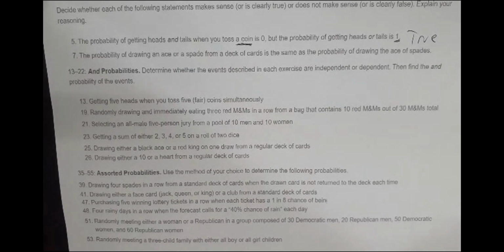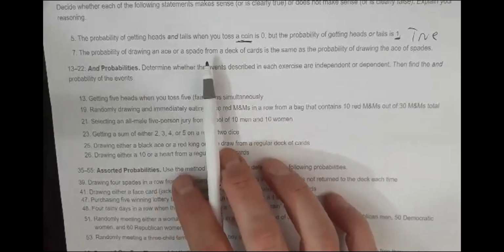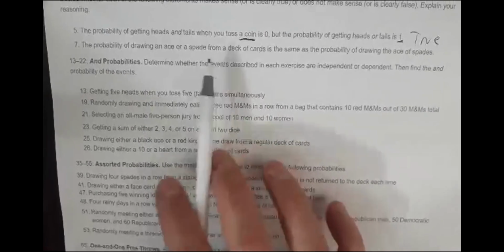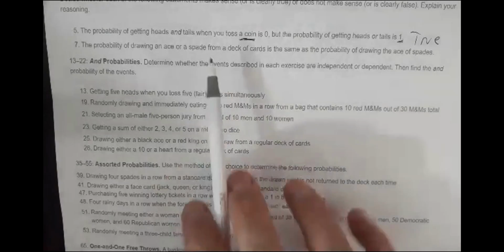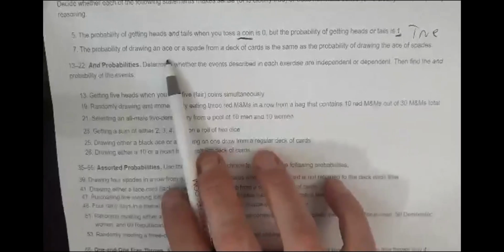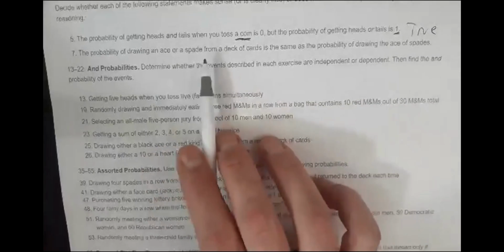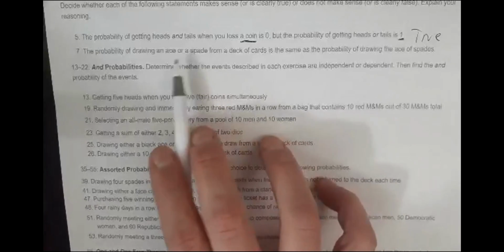Okay, so the probability of drawing an ace or a spade from a deck of cards is the same as the probability of drawing the ace of spades. Is that true? That is definitely false. If we think about an ace or a spade, how many cards am I thinking about? With 52 cards in the deck, there's only 4 aces, and there are 13 spades. That's right.